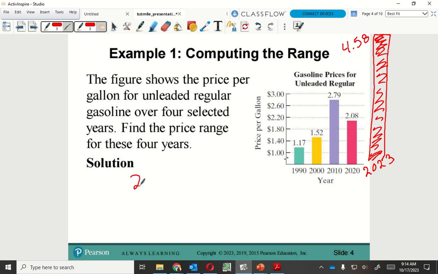So my range would be the highest, which in this case, don't include 2023, which would be what? 2.79, minus my lowest, 1.17. Do the math. There you go. One what? 1.62. So my range is 1.62, or 162 pennies.